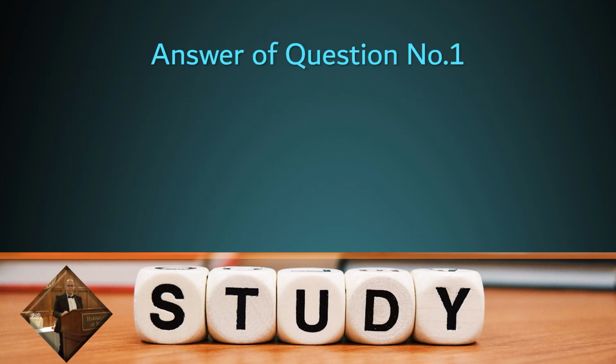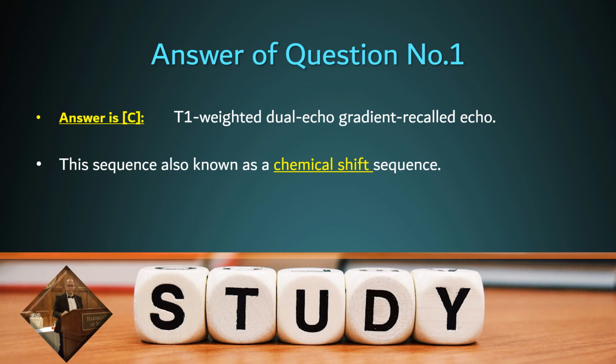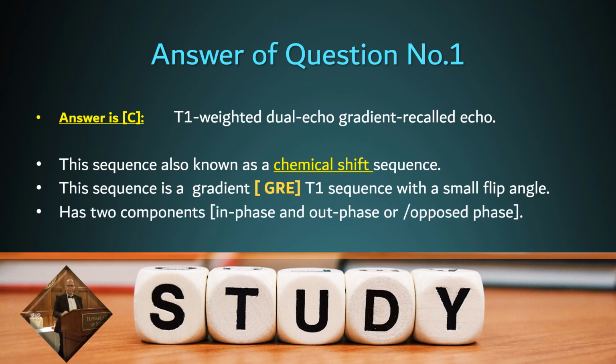The answer to this question is choice C, T1 weighted dual echo gradient recalled echo. This long name has a shorter and more common name, which is chemical shift sequence. The chemical shift sequence is commonly used in body imaging, and it is a T1 gradient sequence with a small flip angle. It has two main components, the in phase and the out of phase. The out of phase component is also known as opposed phase.